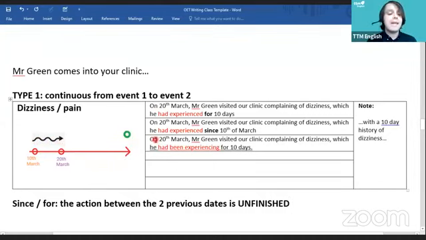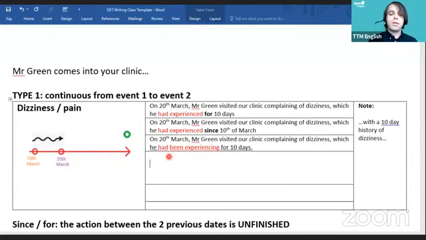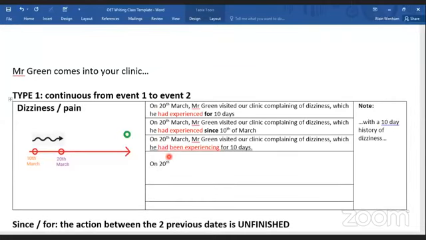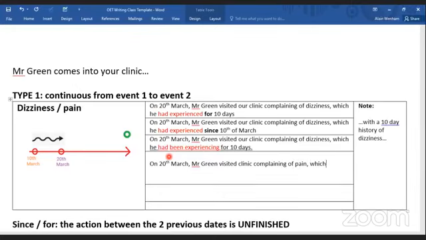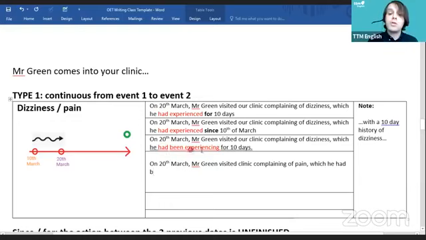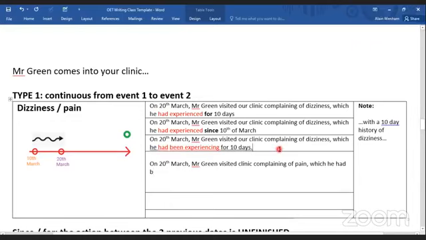Who can give me an example with pain? I was thinking anyone who wants to try and make a sentence, okay? Pain is sometimes continuous as well, isn't it? Who wants to try and make me a brand new one using the word pain? Put your microphone on if you're feeling brave. On 20 March, Mr. Green visited our clinic complaining of pain, which he had been experiencing for 10 days. Good. So are you using past perfect? Okay, so that's past perfect continuous, right?